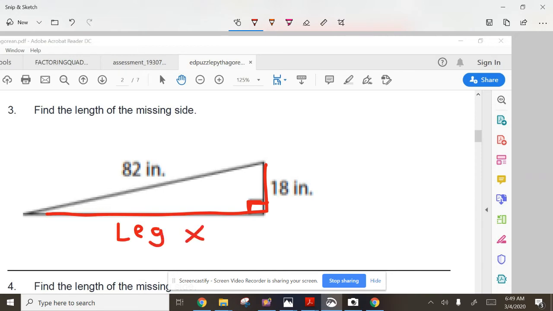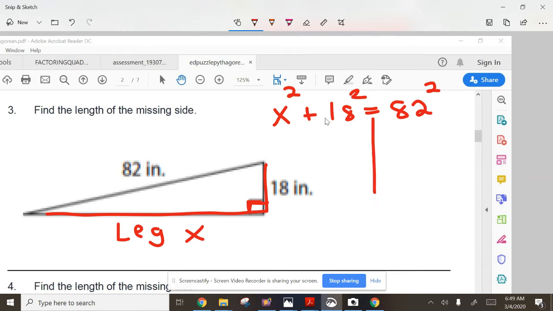So could you set the formula again? Remember, it's leg squared plus leg squared equals hypo squared. So what is it going to be? Well, I know we're missing a leg, plus I know 18 is another leg, equals 82. And that's not my leg, that's my hypo. Now, this isn't going to work so nice and neatly in the calculator. We're still going to use the calculator for sure, because these are really big numbers.